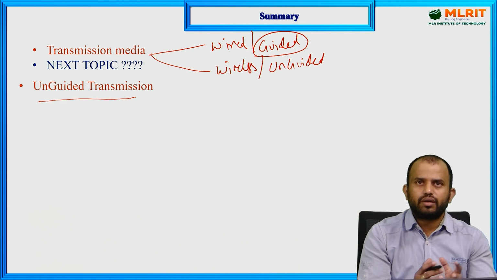Unguided transmission media is also called wireless communication media. How information is transmitted through wireless mode, we will discuss in the next session.